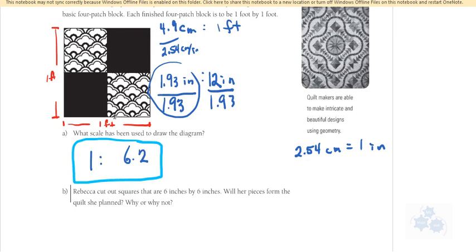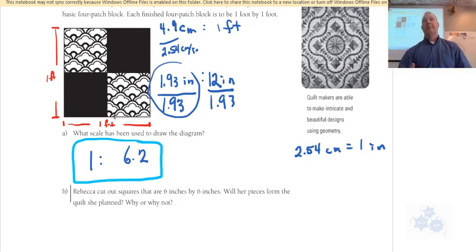All right, so the 1.93 is just the diagram, right? So if we're talking about the whole big quilt, she's got a block that's 1 foot by 1 foot made of 4 squares. So can she take little squares of 6 inches by 6 inches, and will that make her quilt that has a patch of 12 by 12?